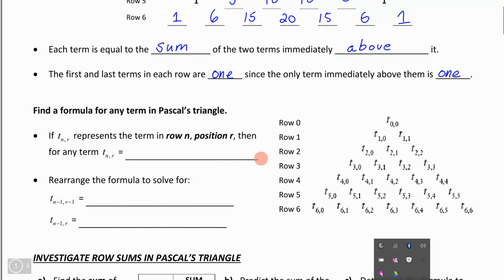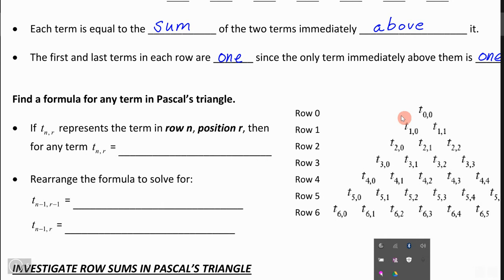Let's start off with what I have here. If this term here, called T with the subscripts n and r, represents the term in row n and position r, then for any term T(n, r), we can express that as T(n-1, r-1) plus the term that is T(n-1, r).